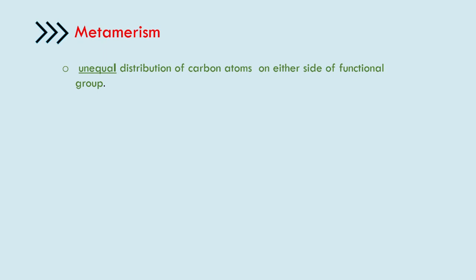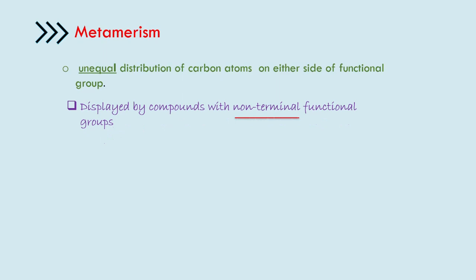The last type of structural isomerism is metamerism. Metamerism is the unequal distribution of carbon atoms on either side of a functional group. And remember that metamerism is displayed by compounds with non-terminal functional groups. Examples of non-terminal functional groups are ether, ketone, and ester.